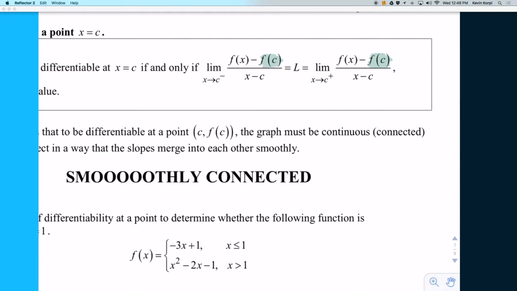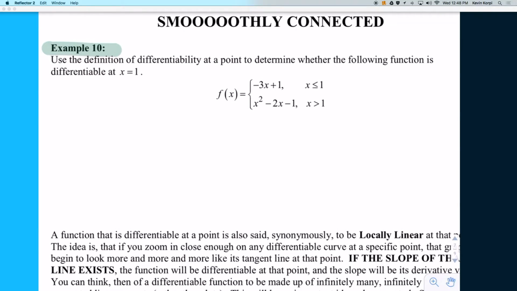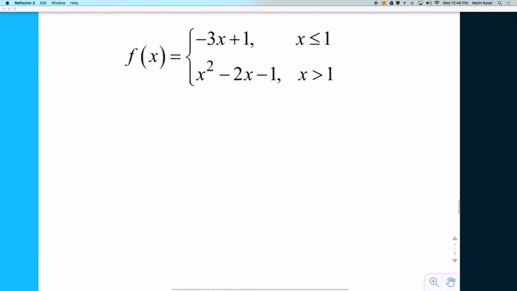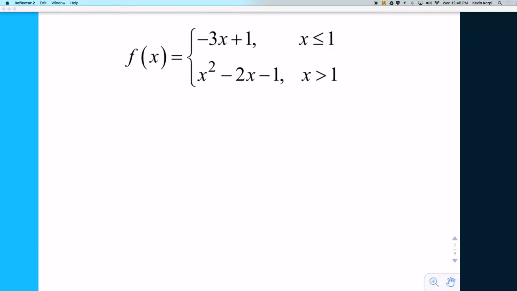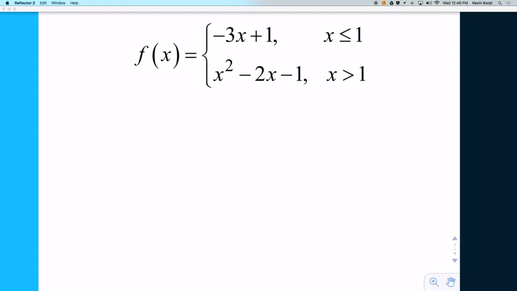So let's look at example 10. It says, use the definition of differentiability at a point to determine whether the following function is differentiable at x equals 1. Now we actually have truly a piecewise function. And rather than check it the way that we previously did, where we look for the y values separately and the slopes separately, we're going to use the alternate form at least one time, just so we know how it works. Notice to the left and right of 1, it's defined by two different functions.